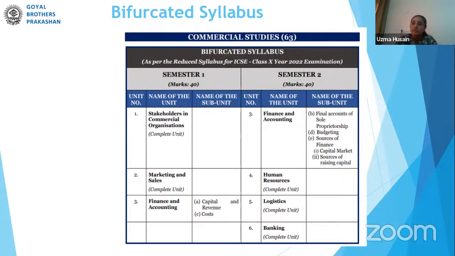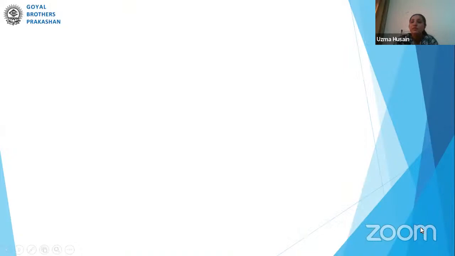Then we have logistics and insurance. That's again a complete unit. There are certain things which are not required to be done from this chapter also, which we will see in detail further. And we have banking. Banking again, there are a number of things which we need to know as students and as teachers.